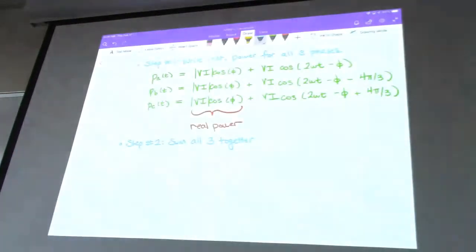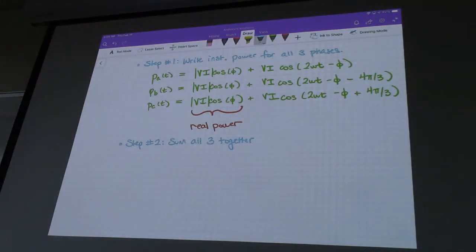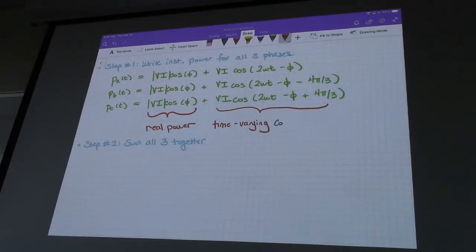All right, let's go back here. Professor, what was that second term called again? So this represents, this is the time varying component, which we just represent as reactive power. So it's the instantaneous representation of reactive power.